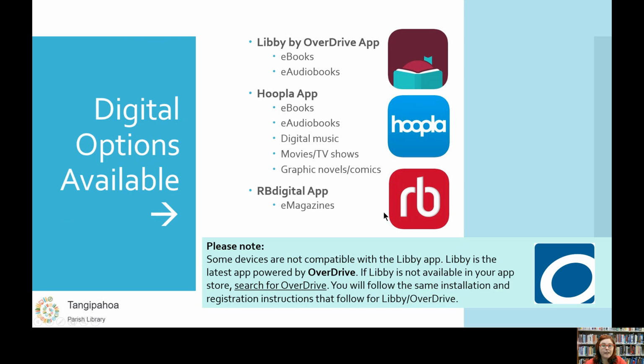Let's first discuss what's available within each app. The Libby by OverDrive app provides eBooks and audiobooks, and its icon looks like a little girl reading a book. The Hoopla app has several things available, including eBooks, e-audiobooks, digital music, movies and TV shows, as well as graphic novels and comics. Its icon looks like this. RB Digital is your resource for online magazines, and its icon is a red button with a white RB.